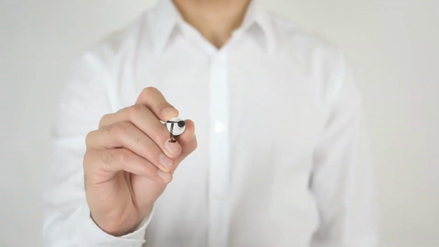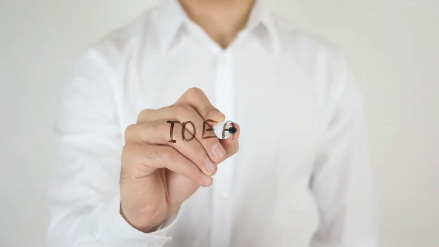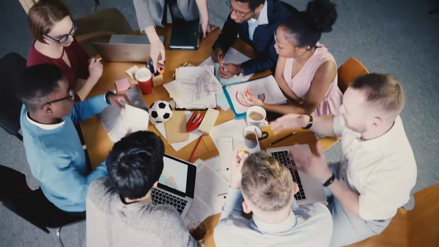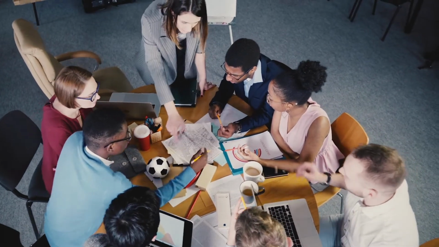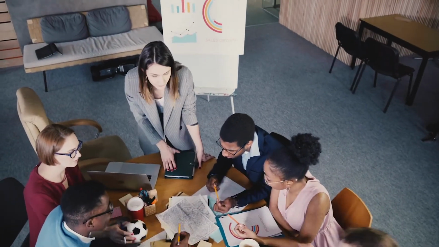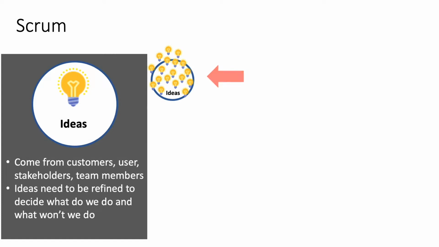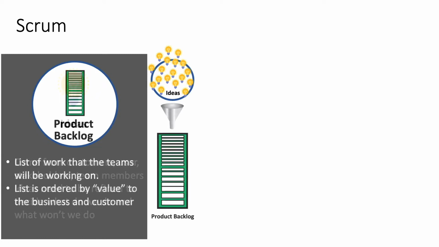Now, these ideas on what to work on can come from anywhere, including customers, users, stakeholders, and even from our own team members. These ideas need to be assessed on business value and the importance to the customer. These ideas are refined, and it's decided whether we put them onto our team's work queue or not. This work queue is called the product backlog.